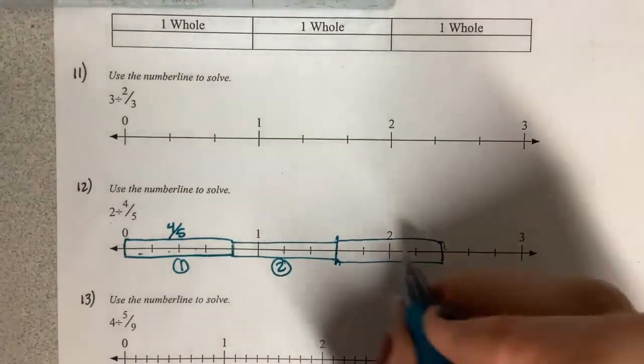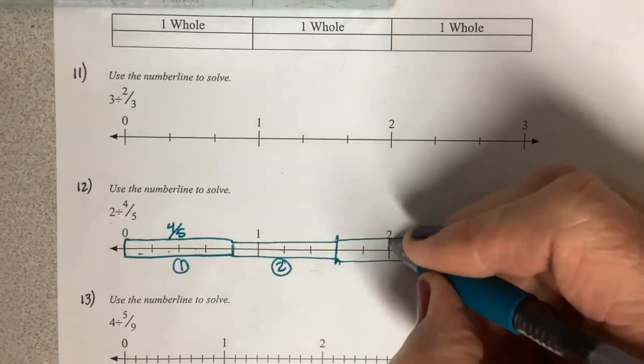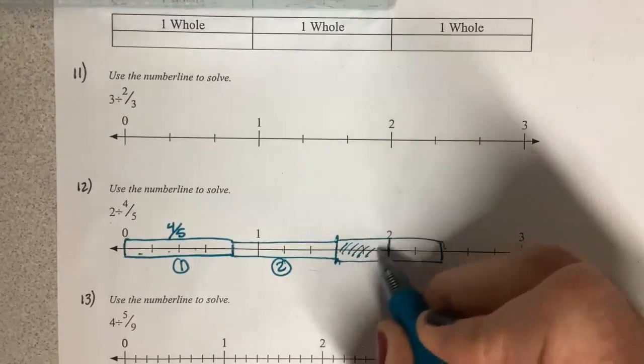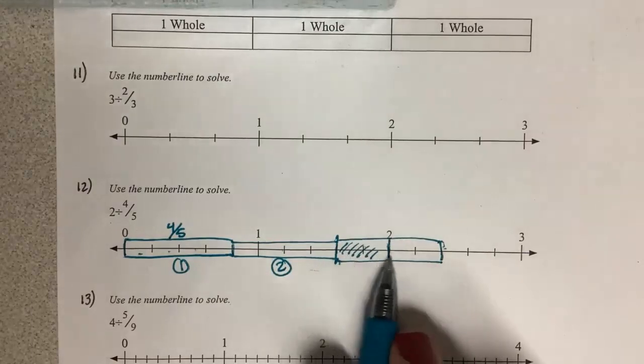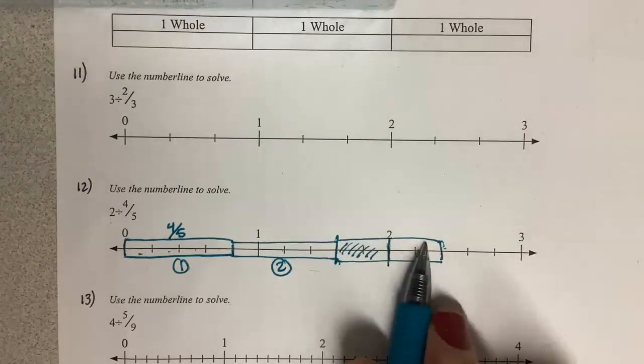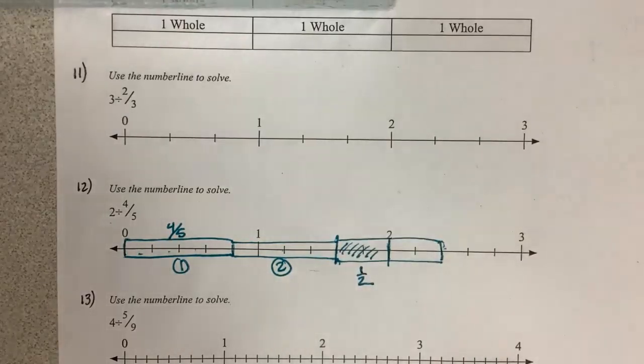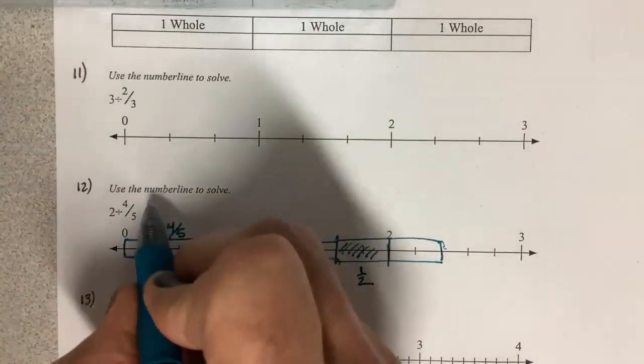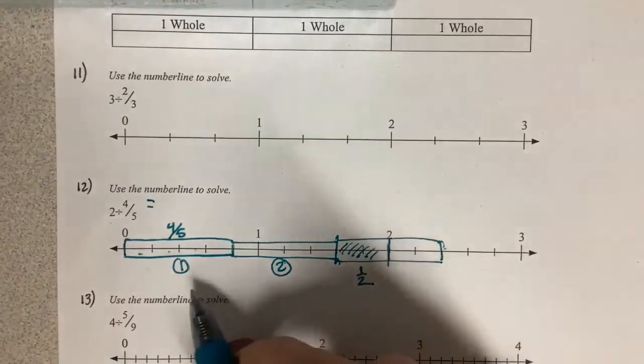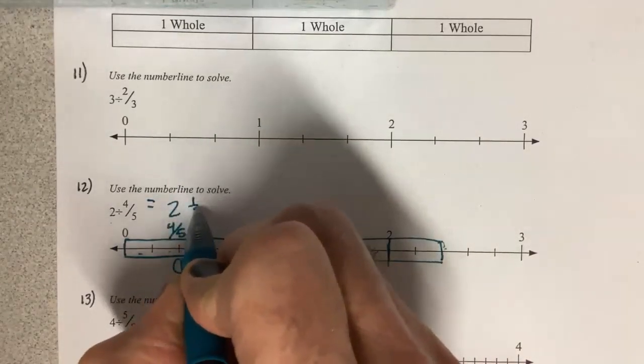That's how big the piece is. But I only need this much of it. So that is 2 out of the 4/5. So that is a half of the 4/5. So 2 divided by 4/5 is equal to 2 and 1/2.